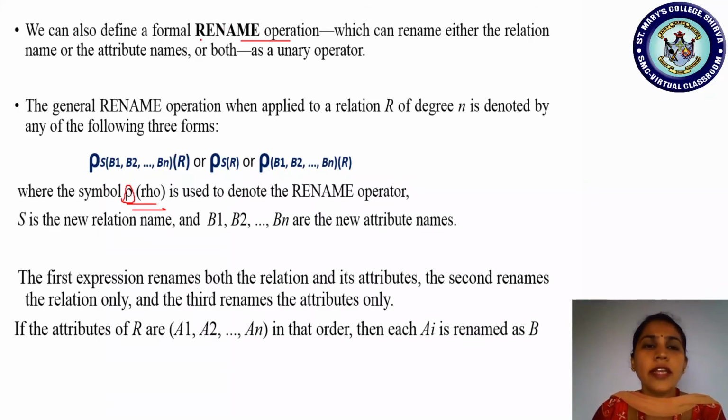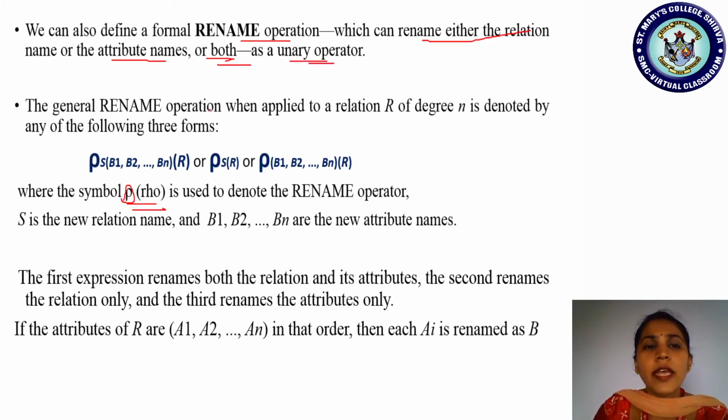We can also define a formal rename operation which can rename either the relation name or the attribute names. So either we can rename the relation, which means you can rename the table name, or you can rename the attribute names, or else both can be done. The table, or the relation, you can give a new name, and the attributes also you can give new names, as a unary operator. So rename also can act as a unary operator.